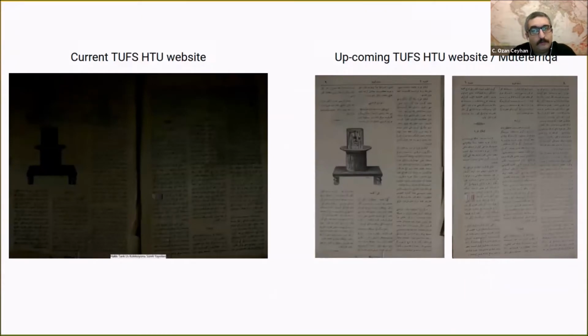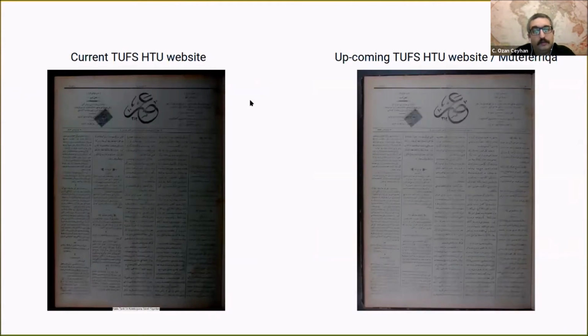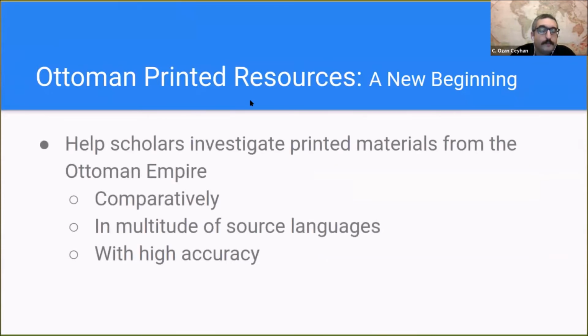Maybe some of you are aware of Hakkı Tarık Us's digital collection at Tokyo University of Foreign Studies. On the left side, you can see the current version of the Tokyo University of Foreign Studies Hakkı Tarık Us collection website. In Müteferriqa, we divided the pages into two and removed the dark and unreadable condition of the pages. And here is another example of what we have done to the images, and we are going to use the master and original copies of this collection. As a digital humanities tool, Müteferriqa will help scholars to investigate printed materials from the Ottoman Empire comparatively in a multitude of source languages and with high accuracy.